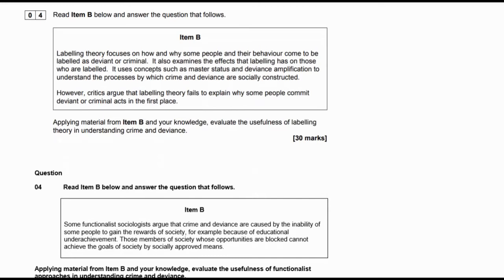Okay, so the final stage of the revision process is to have a go at starting to plan out some answers, starting to write some parts of some answers, and that is going to help to hone your skills and get you trained up, ready for the exam.